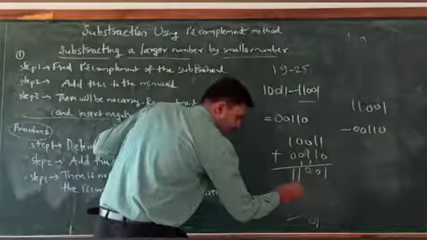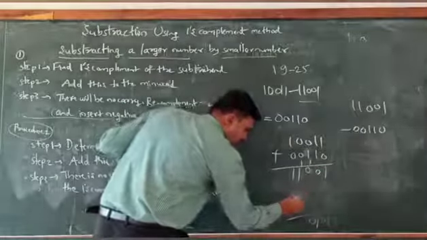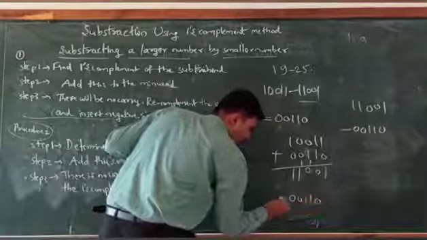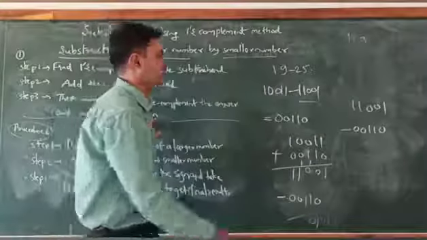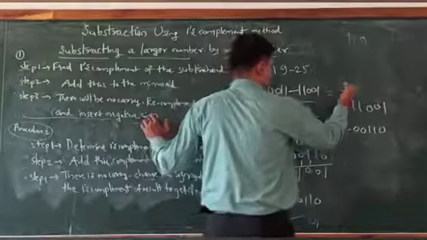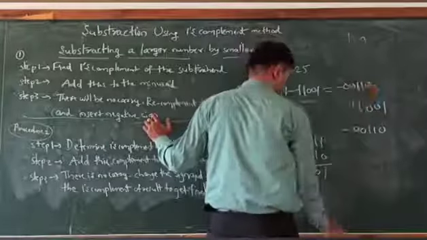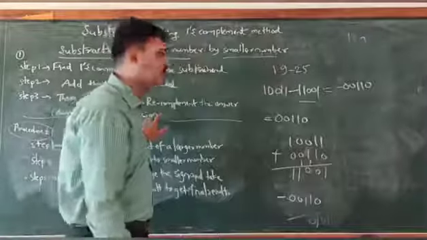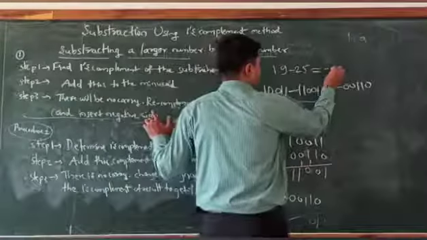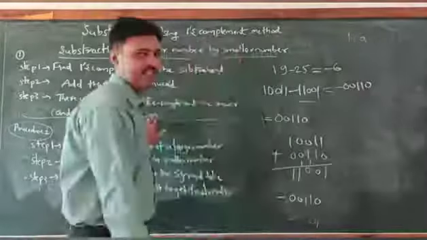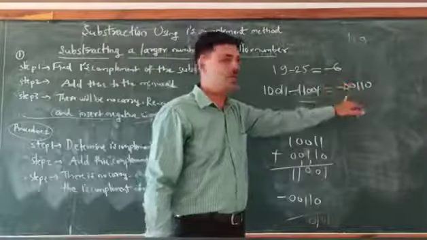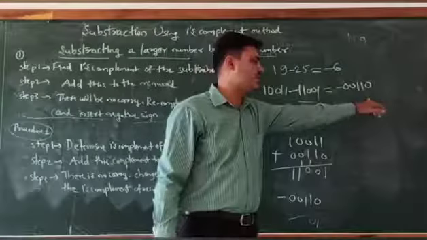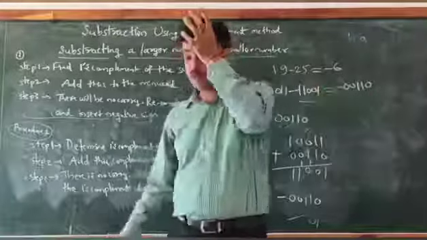Convert it to the ones complement again, 0 0 1 1 0. Put the negative sign. The answer will be equal to minus 0 0 1 1 0. That is 19 minus 25 is minus 6. When we convert 6 to binary, the answer will be 1 1 0.